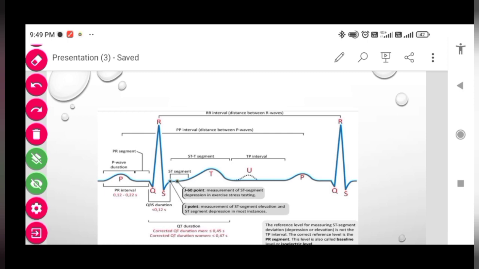And what is the QT interval? The QT interval is from the beginning of the Q wave to the end of the T wave, from here till here. Its duration is less than 0.44 seconds. Okay, right.